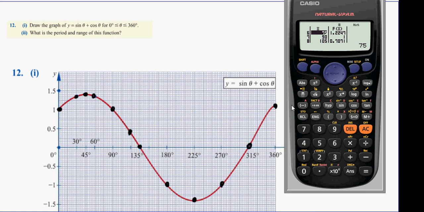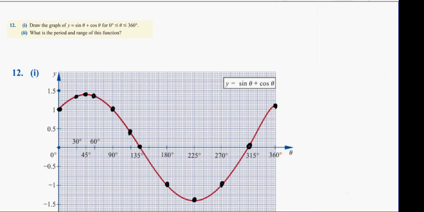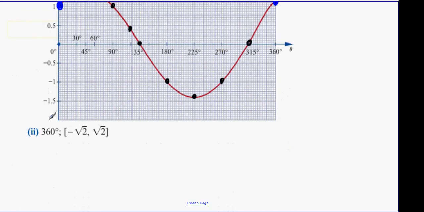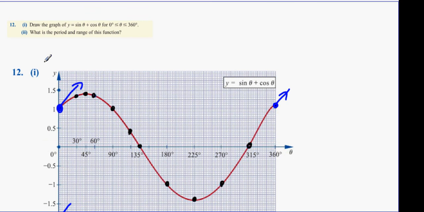Okay, that's perfect. Now, they ask, what is the period and what is the range of this function? Let's start at the beginning. At the beginning, we're going diagonally right up at the number 1. At the very end, we're going diagonally right up at number 1 again. So that means that the period is 360.